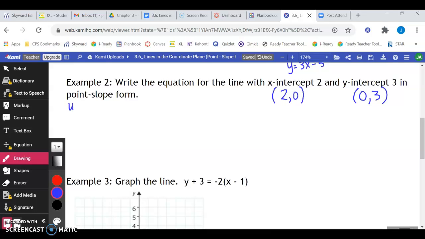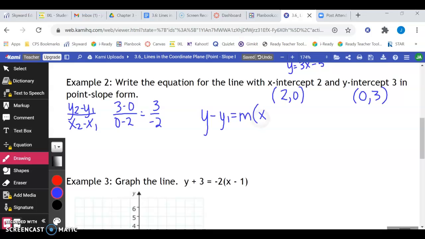So remember that y2 minus y1 over x2 minus x1 is our slope formula. So that means we're going to do 3 minus 0 for the y's, and we're going to do 0 minus 2 for the x's. And when I simplify, I get negative 3 halves. So far, and our point slope form here is this. And then we just plug in. We just figured out that negative 3 halves was our slope.